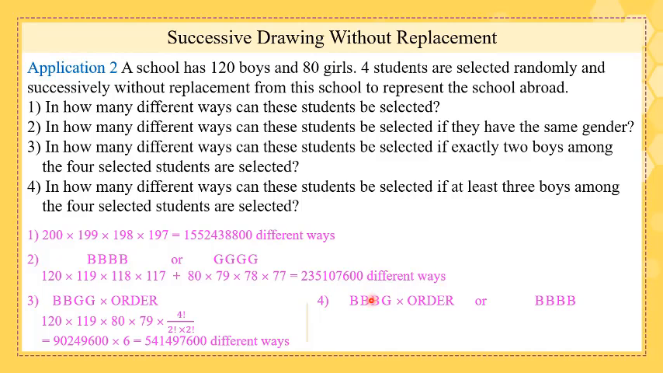Well, at least three boys, so we're going to have boy, boy, boy, girl times order, or four boys, which is B, B, B, B. Again and again, we're not putting here the order because the order of such a word is 1. Now, to choose a boy, we have 120 ways, then 119, 118. To choose a girl, we have 80 different ways. So we multiply by the order of such a word, which is 4 factorial over 3 factorial, or is translated into a plus. And here 4 boys, so this is what we have, and this would be the final answer.